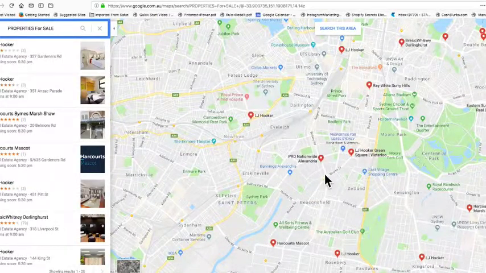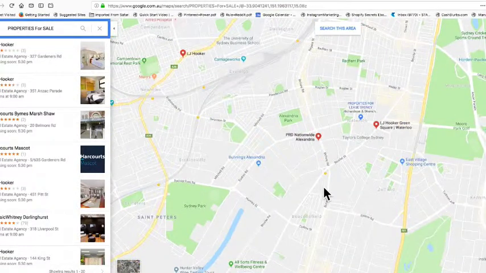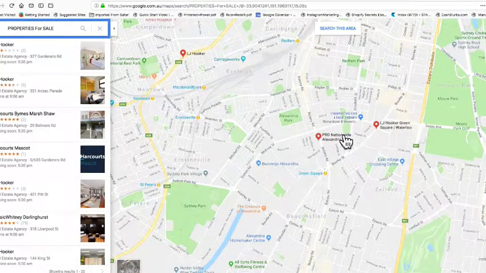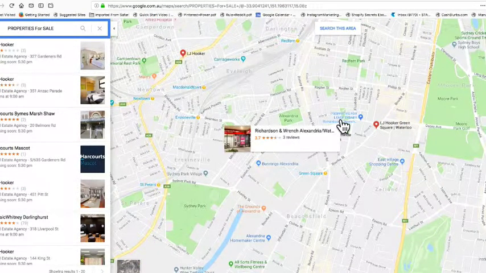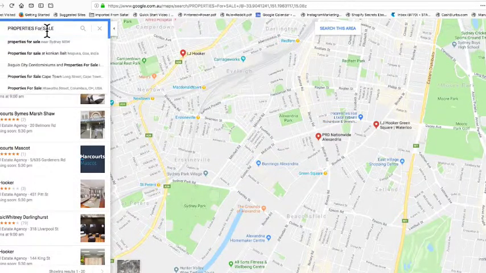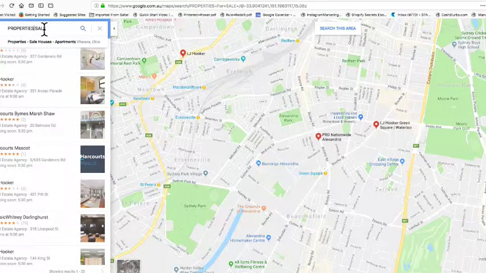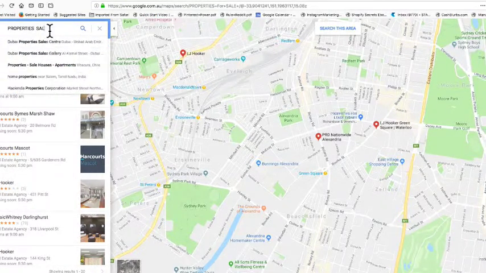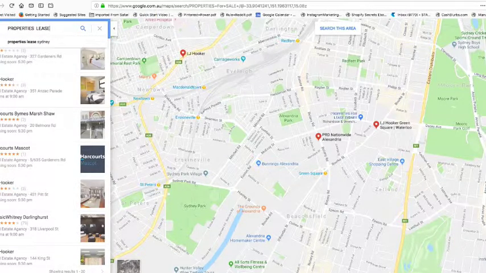Now you can see a whole lot of properties, not only from your group, but from all over. And so those are basically your competition, as you know. And so what we want to do is get above the competition.